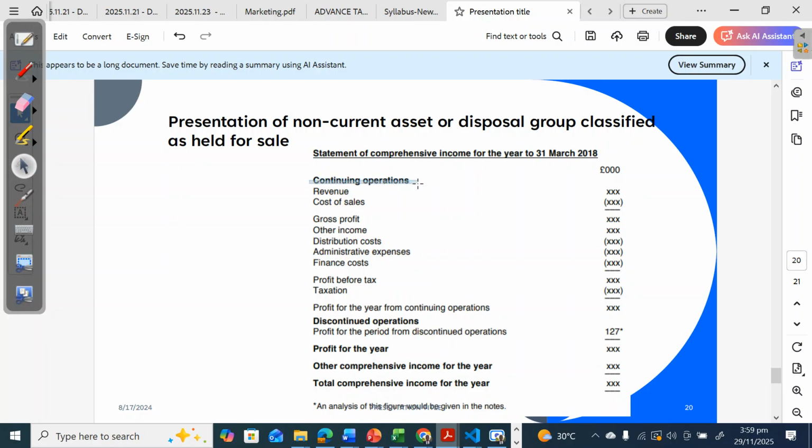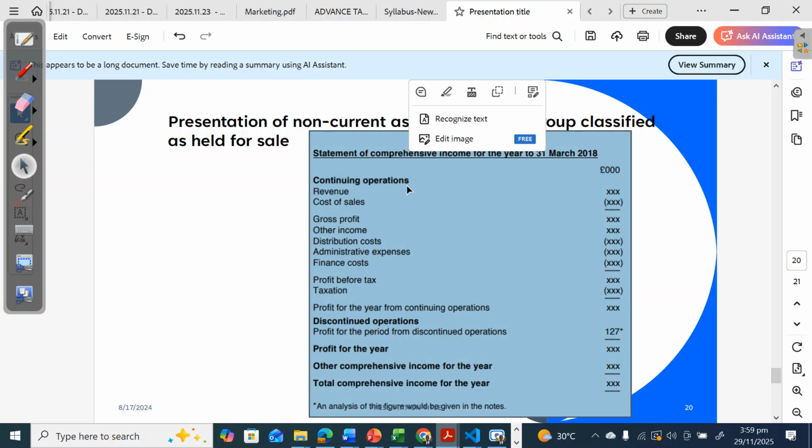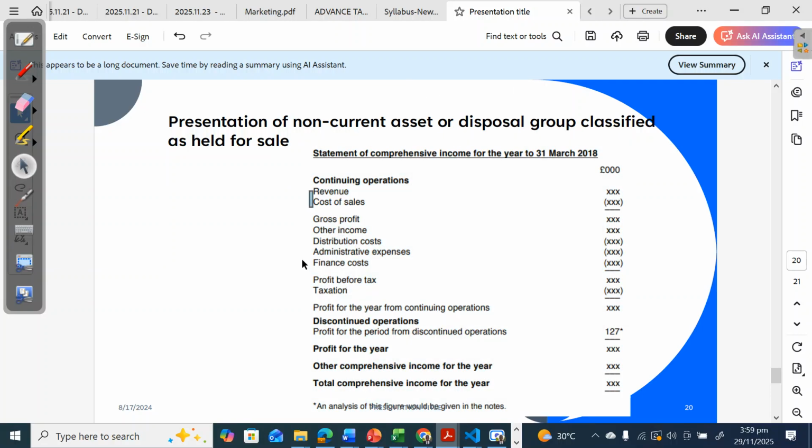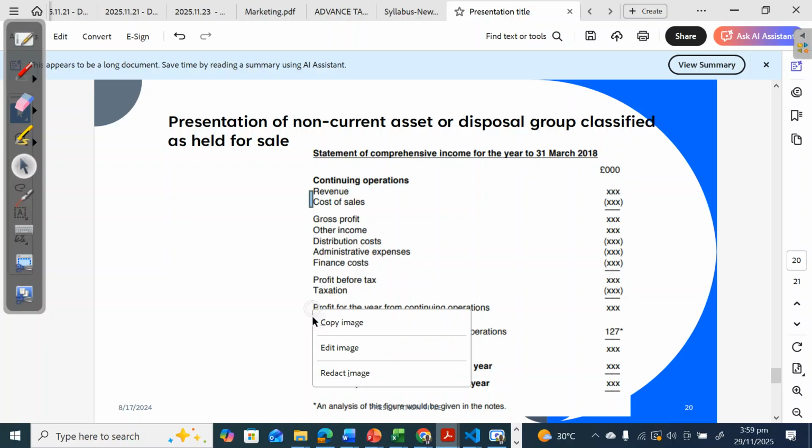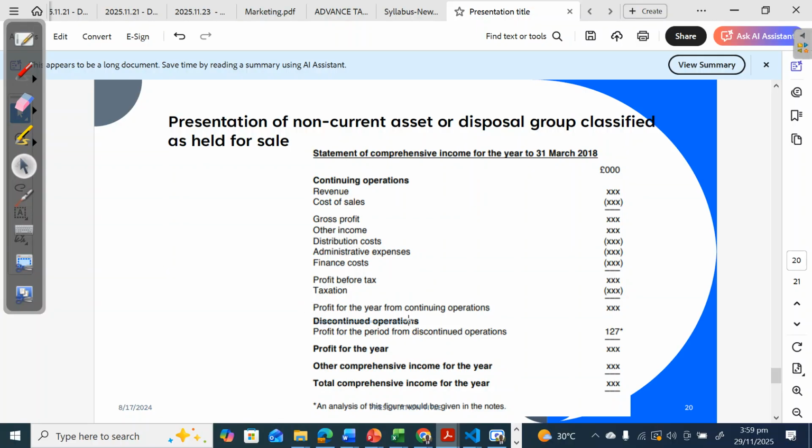Yeah, the continuing operation is the part of the business which is running. So you report that one starting from here all the way to here. Then you bring the discontinued operation here.